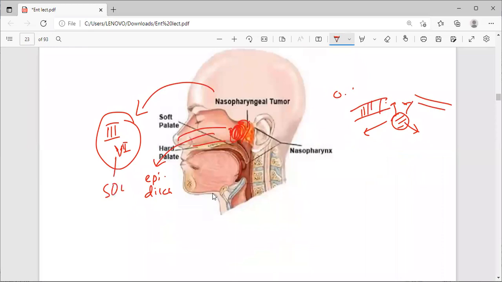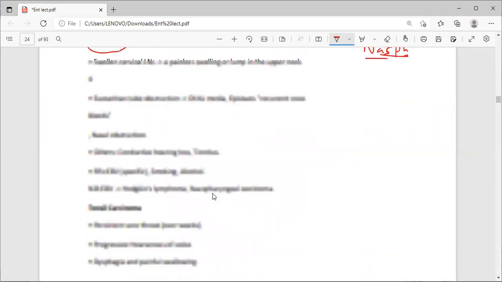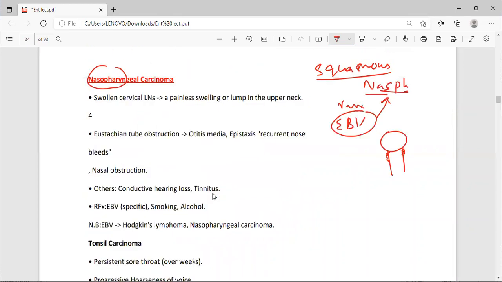4th is SO4, superior oblique in the eyes. Okay. That's it. So what you have to do is you do the CT scan and you can do MRI, both. And the treatment will be radiotherapy.